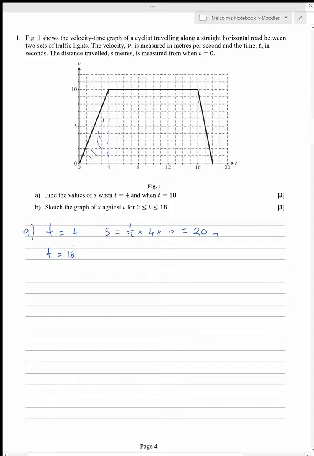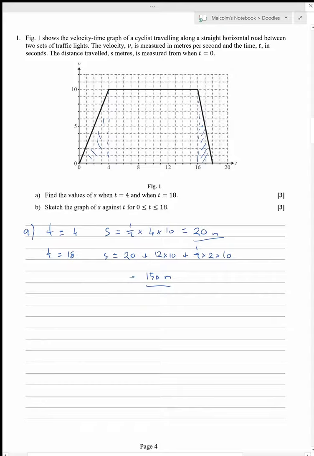When t equals 18, slightly different setup. When t is 18, we've also got this area at the end, and we've got the area of the rectangle in between. So s will be equal to that initial 20 meters plus 12 times 10 for the rectangle in between, plus the triangle in the end, which is a half of base times height. Half times 2 times 10. So 20 plus 120 is 140, plus 10 is 150 meters. So those are my answers for A.